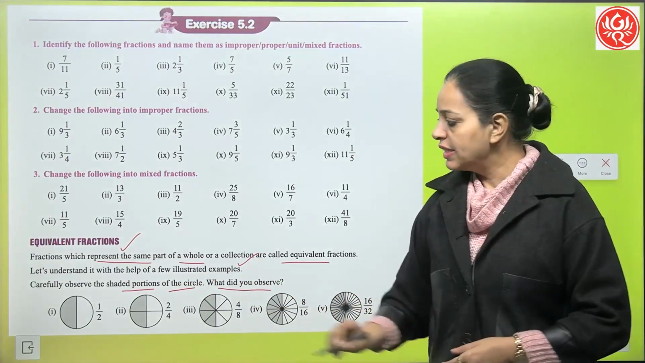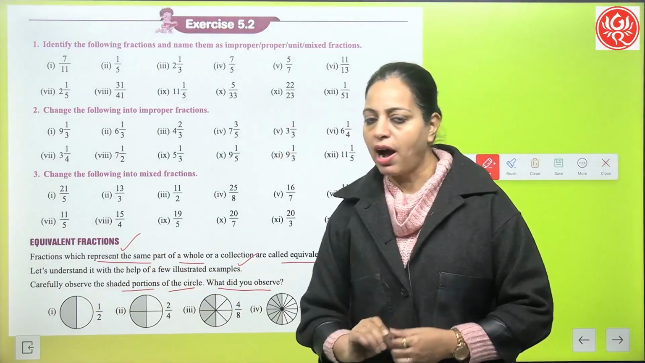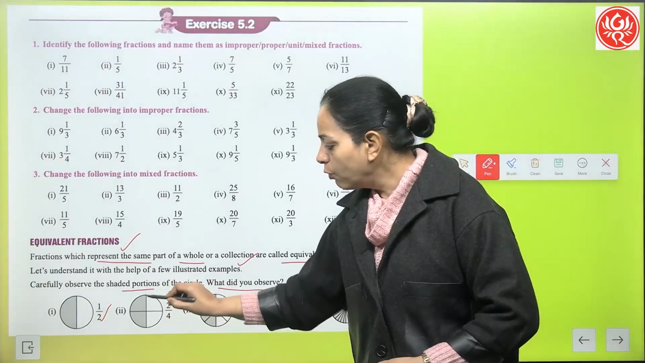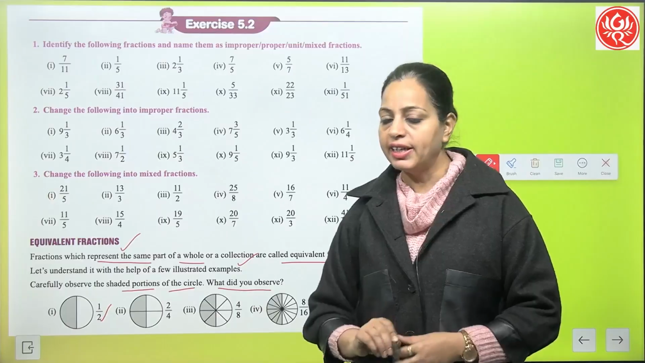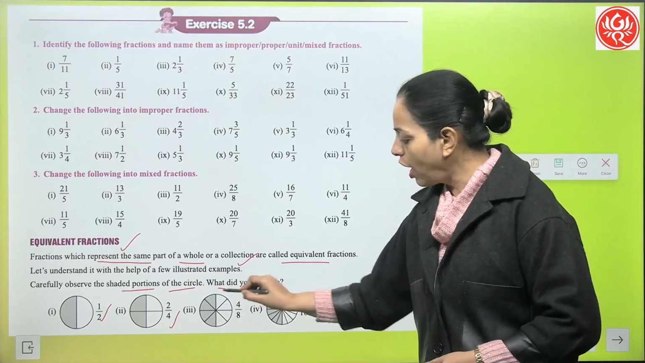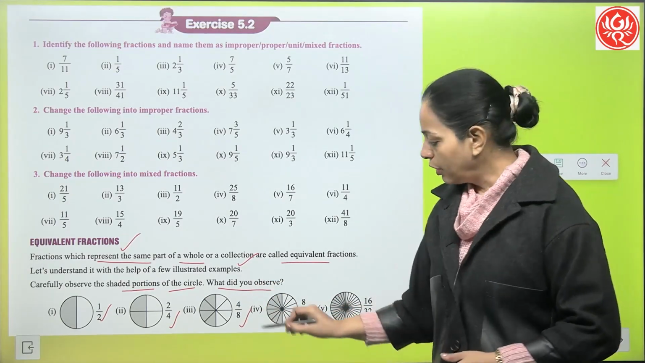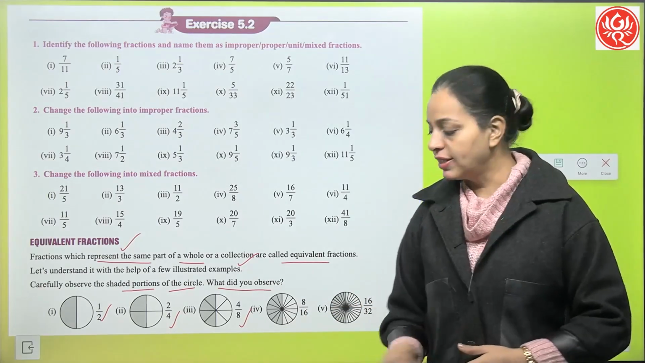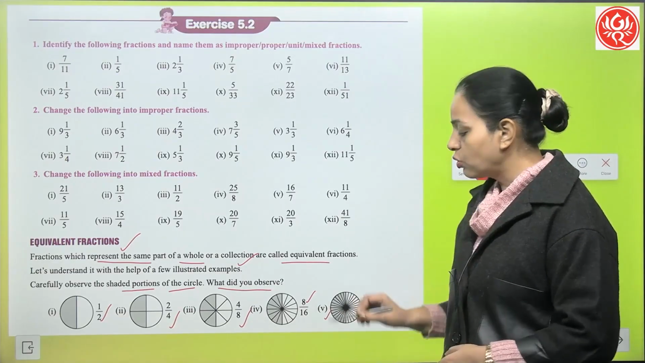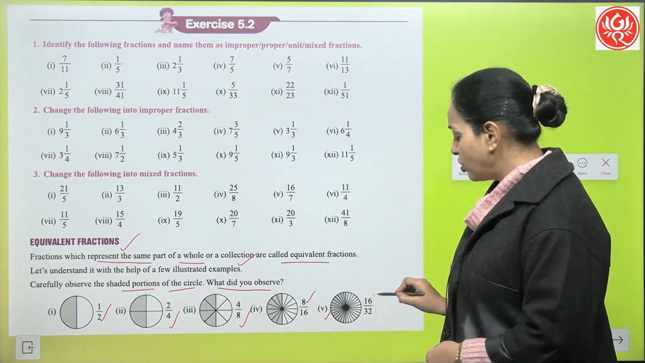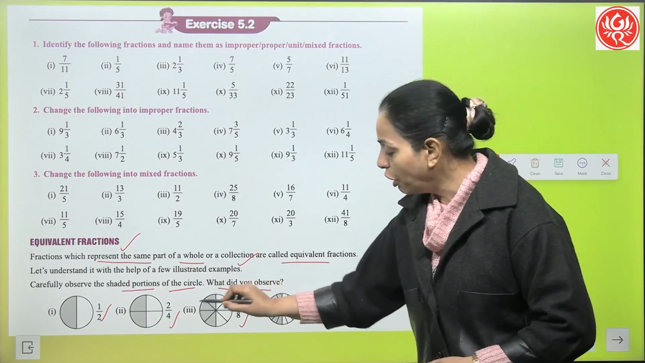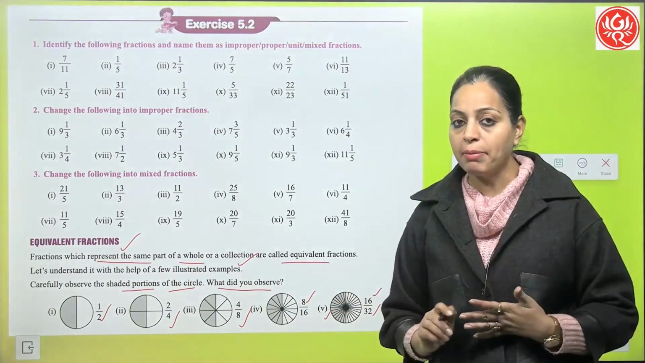What did you observe? See the first figure, we have 2 equal parts and one is shaded. It becomes 1/2. Now here we have 4 equal parts and 2 are shaded. It is 2/4. The third one, we have 8 equal parts and 4 are shaded, 4 by 8. The fourth one, we have total 16 parts and 8 are shaded, 8 upon 16. And this fifth one, we have total 32 parts and 16 are shaded. So this becomes 16 upon 32. But आप देखें जो shaded portion है वो सब में क्या है, same है, right?